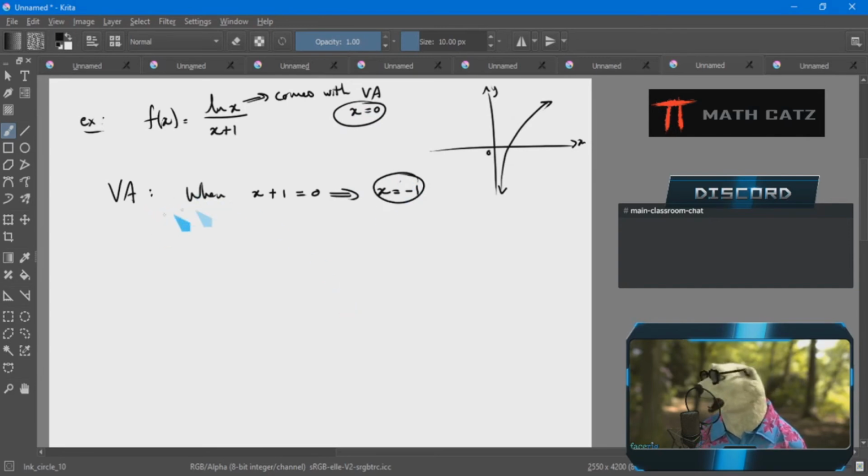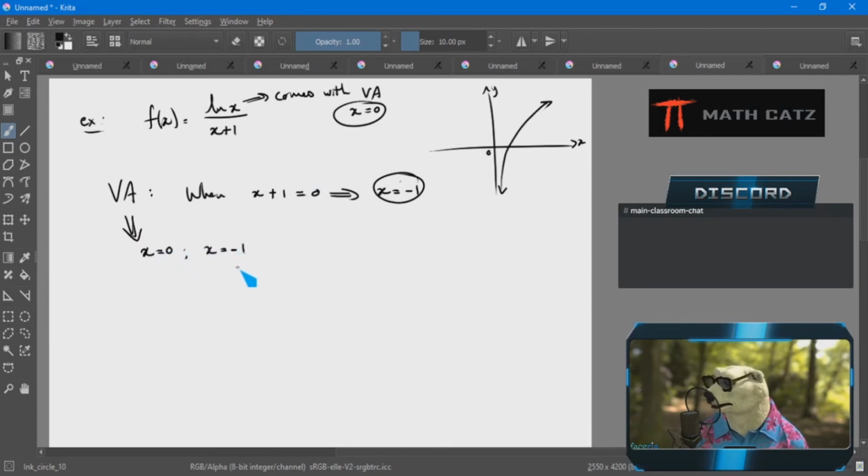So there's 1 by looking at it as a fraction. Where is the denominator equal to 0? And there's 1 because of the presence of the log component. Okay. So I have two of them. Let's write it over here, x equal to 0, x equal to -1.